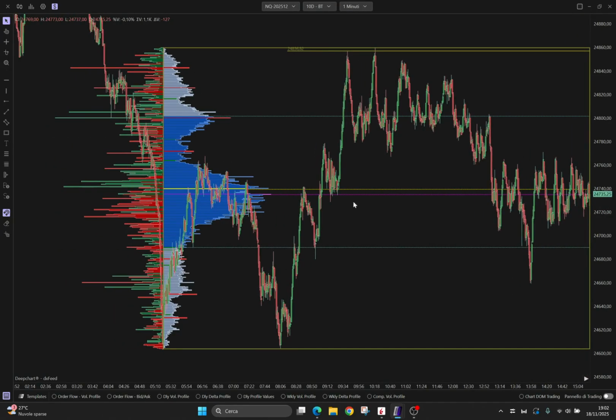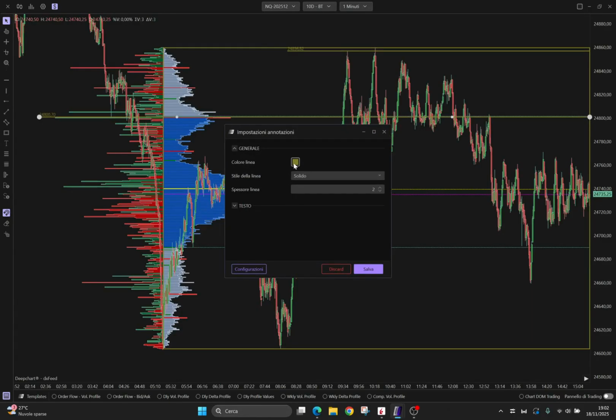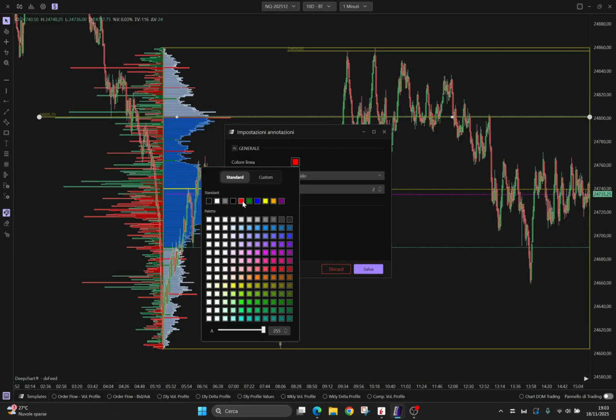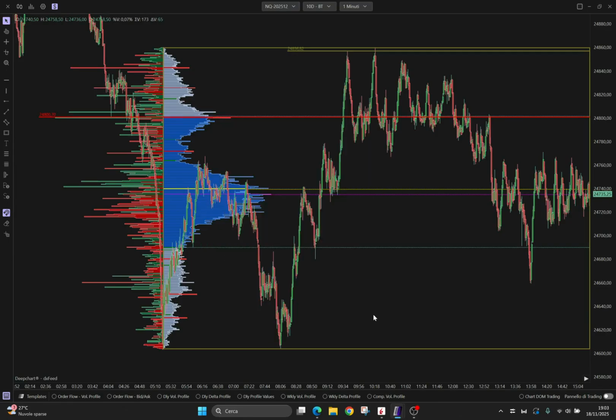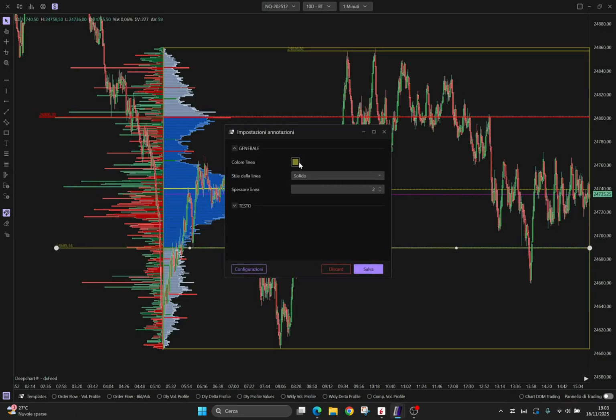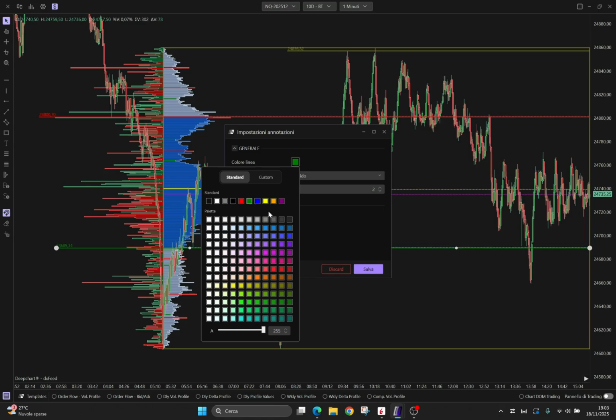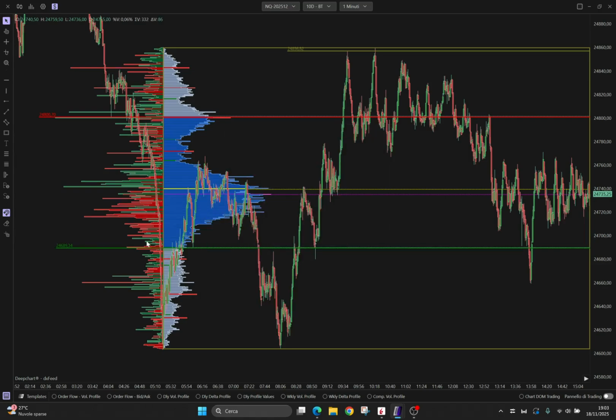So what can we expect? We can expect that sellers will start to protect the market here at the value area low. Buyers will start to protect the market here. And we want to get deeper information.